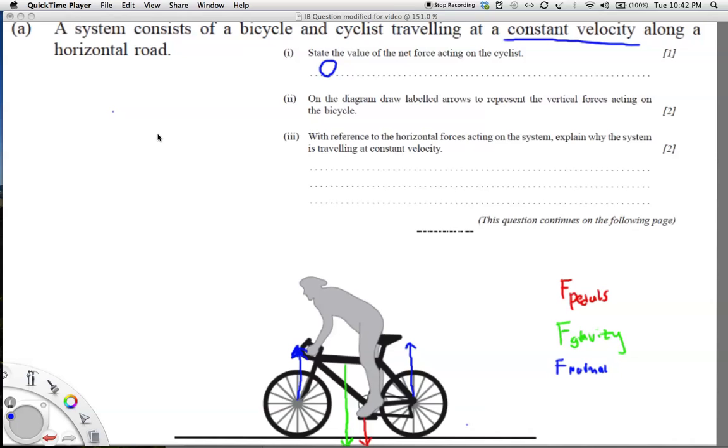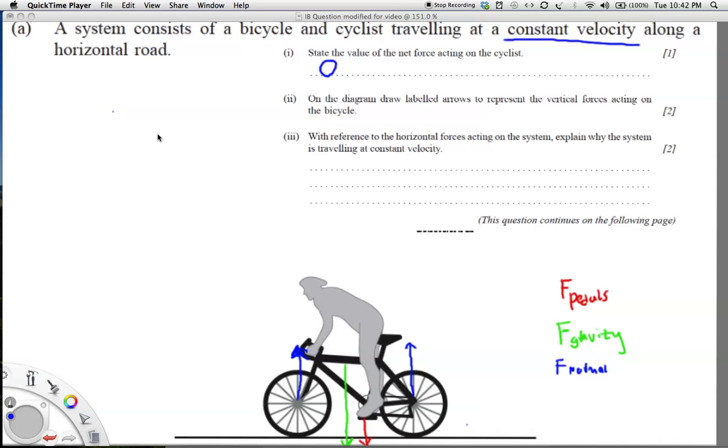This is question 3, part 1. A system consists of a bicycle and cyclist traveling at a constant velocity along a horizontal road. Part 1. State the value of the net force acting on the cyclist.